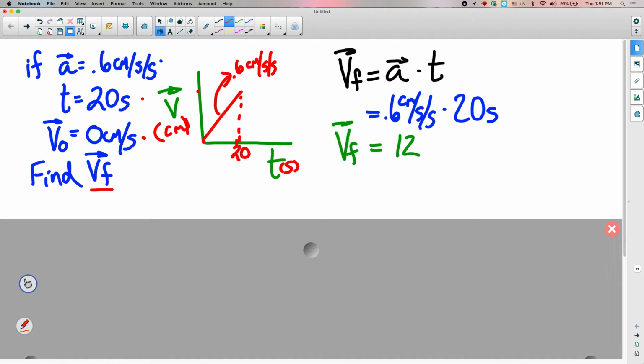Now the units here, we have centimeters per second squared times seconds. So one of these seconds will negate one of these, leaving us with 12 centimeters per second, which would be the velocity at the 20-second mark.